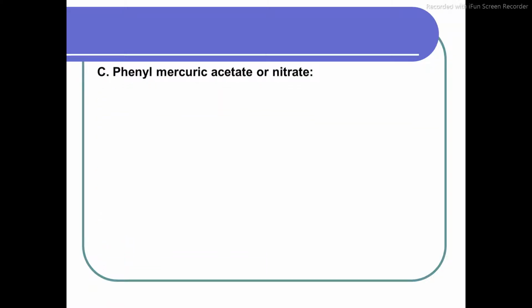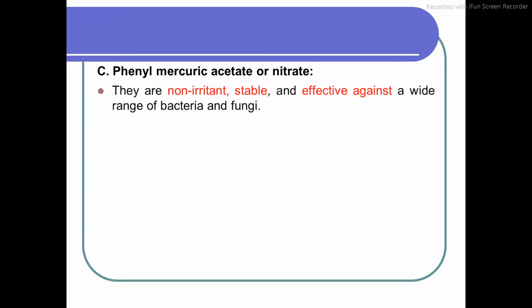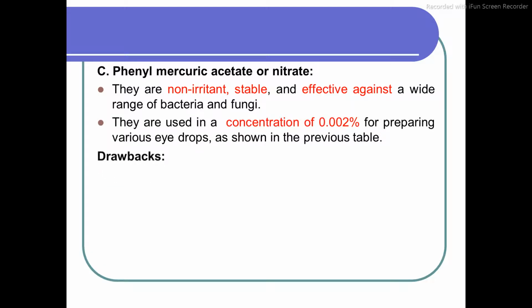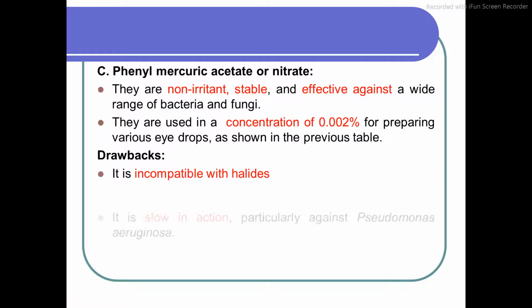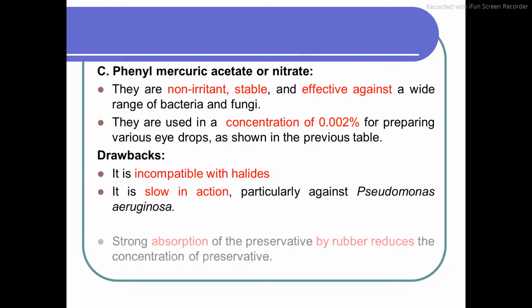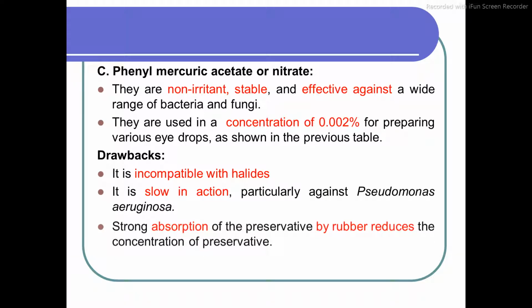Then the next preservative is phenyl mercuric acetate or phenyl mercuric nitrate. Again, these are non-irritant and stable and effective against a wide variety of bacteria. It is used in a very small concentration, that is 0.002%, for preparing various eye drops. The drawbacks of this preservative: it is incompatible with the halides, it is slow in action, particularly against Pseudomonas aeruginosa, and it shows strong absorption by rubber closures.